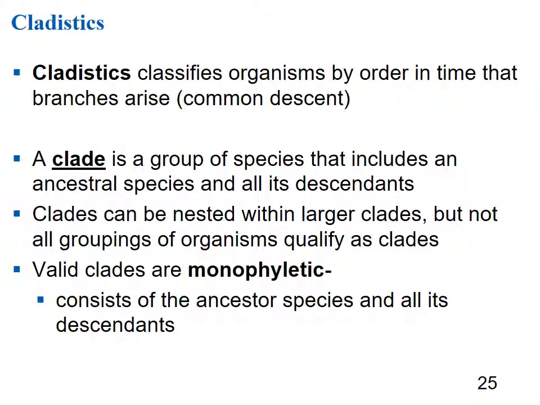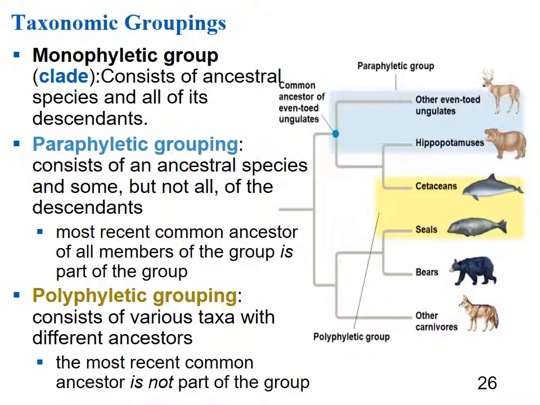Cladistics classifies organisms by the order and time that the branches arise, so we're classifying by common descent here. A clade is a group of species that includes an ancestral species and all of its descendants. Clades can be nested within larger clades, but not all groupings of organisms qualify as a clade. Valid clades are monophyletic, meaning that the group consists of the ancestral species and all of its descendants. I'll show you a couple pictures on the next slide. With taxonomic groupings, we're shooting for a monophyletic group, or a clade, which consists of an ancestral species and all of its descendants.